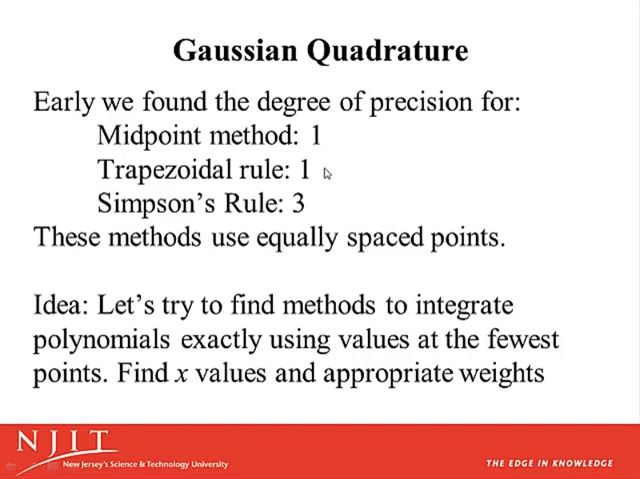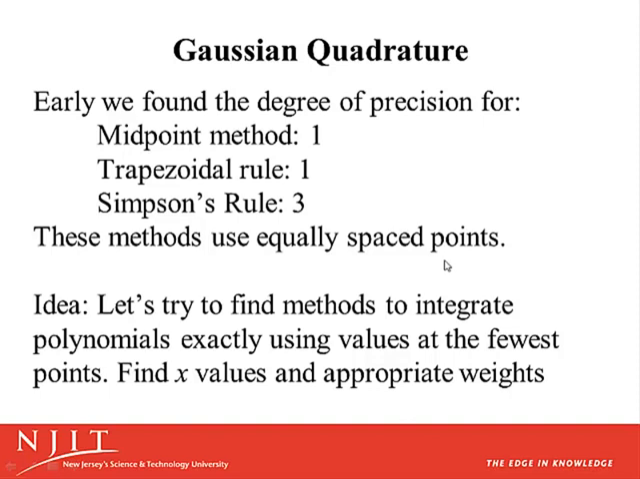And Simpson's rule is exact for constants, linear functions, quadratics, and cubics, and so it has degree of precision 3. It is not exact for quartics, for x to the 4th. These methods use equally spaced points.